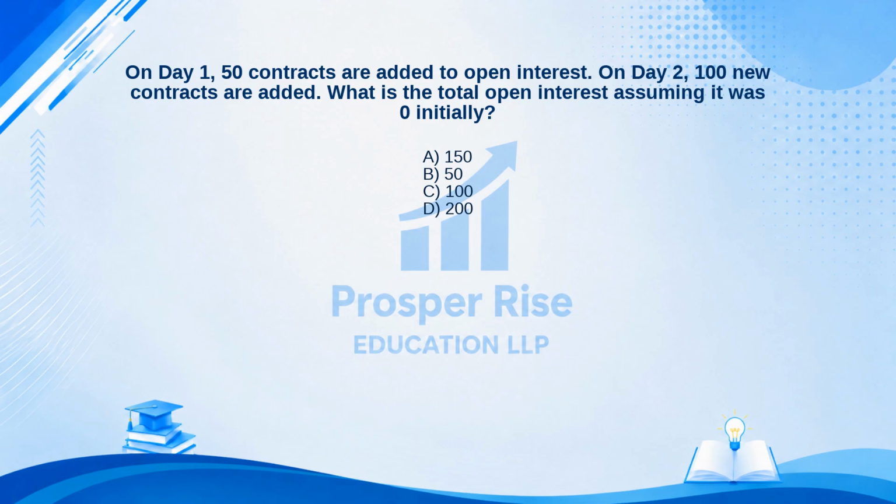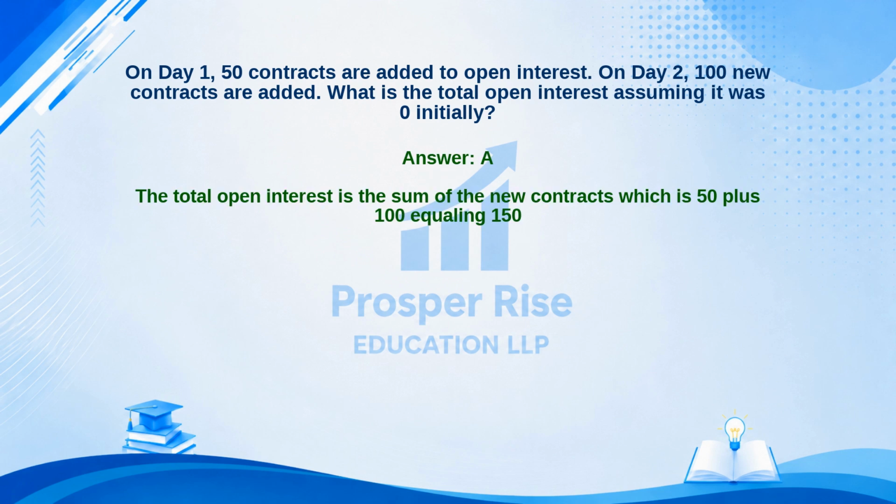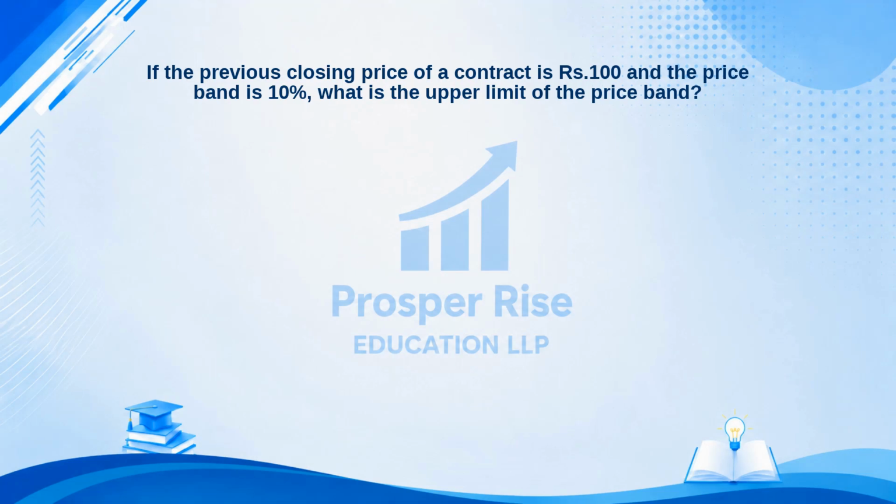The correct answer is Option A. Let's see why. The total open interest is the sum of the new contracts, which is 50 plus 100 equaling 150. Test your knowledge with this one.